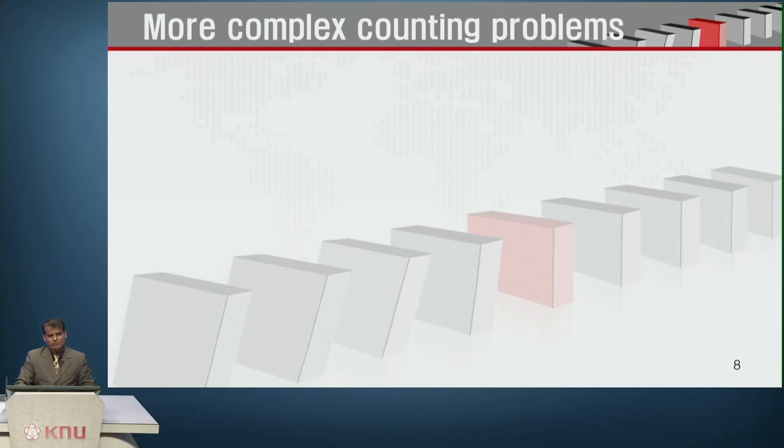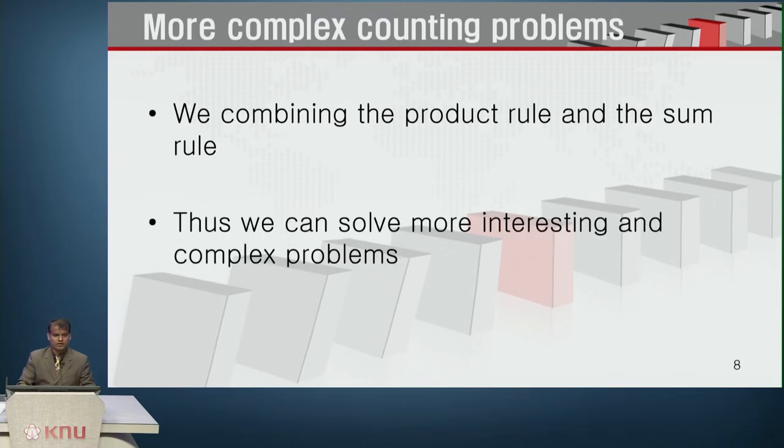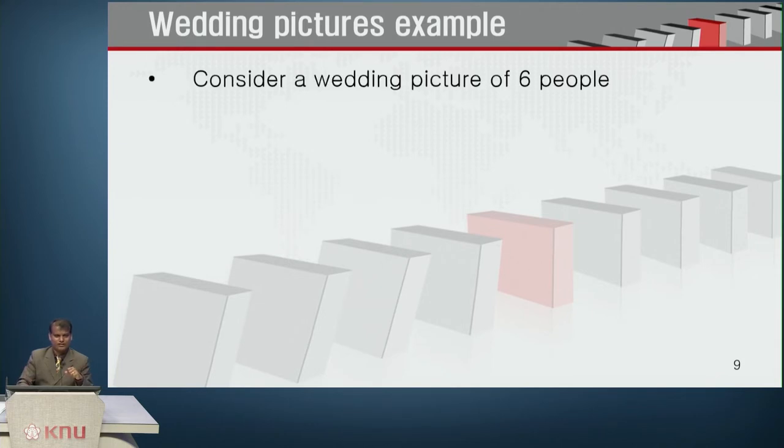Let's go on to more complex counting problems. We combine the product rule and sum rule, a combination of both product and sum. That's where the complexity comes in, and we can solve more interesting problems. Let's say you're going to have a wedding picture as an example here. When you take the wedding picture, you have a bride, a bridegroom, friends, and a number of people. So let's talk about their combinations here.